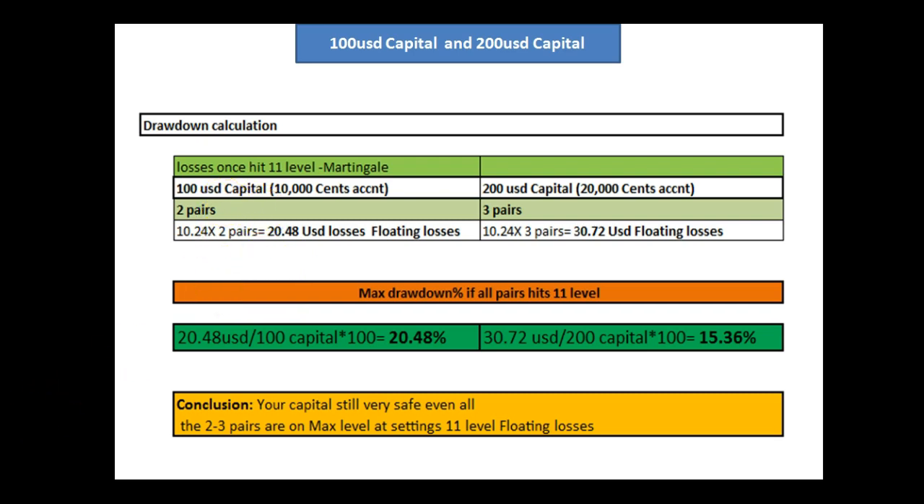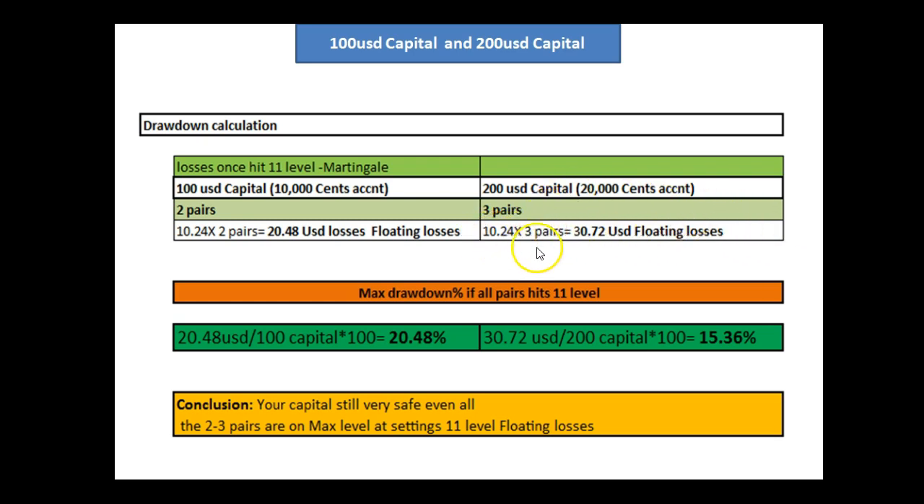Alright. So for 200 US dollar capital, it's equivalent to a 20,000 cents account. Here we suggest using 3 pairs. The reason for 3 pairs is that we want to compensate some profits. Let's say one pair is not performing well in a particular month, we can compensate profits from different pairs. So that's the purpose of multiplying your currency pairs.